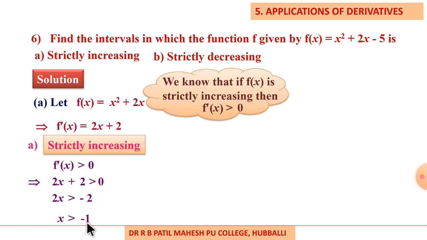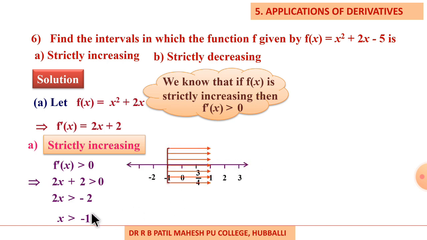Here x greater than minus 1, so this one we can easily represent on the number line. The value of x is greater than minus 1 means we can use the interval x belongs to the open interval minus 1 comma plus infinity. So this is the first interval. For this interval the given function is strictly increasing.